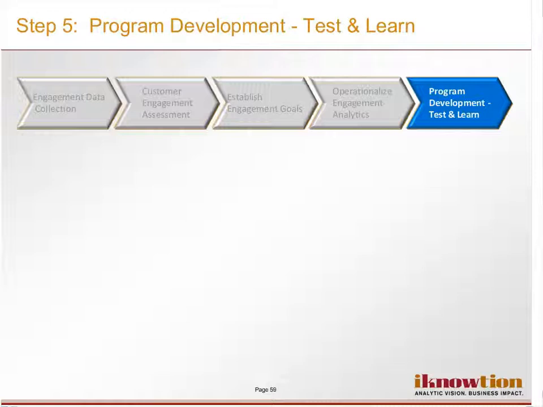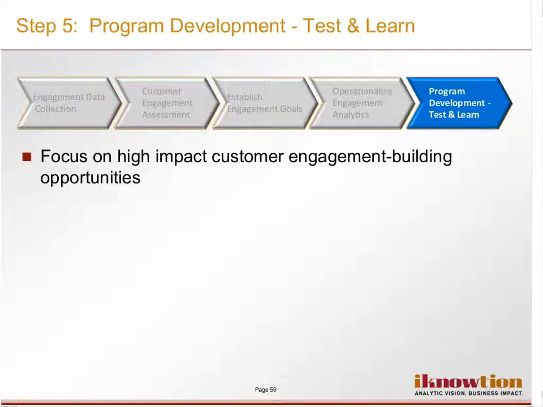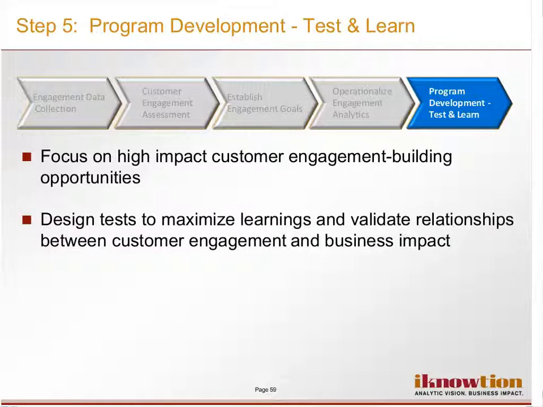So the final step in the process is program development and the integration of a very, I'll call it, rigorous test and learn process. You want to focus on high-impact customer engagement building opportunities. You need to remember, use the scenario planning tools to both help size and prioritize those opportunities. And it will also be important to think about how to leverage these insights across both outbound and inbound business applications. You also want to design tests to maximize learnings and validate relationships between customer engagement and business impact.